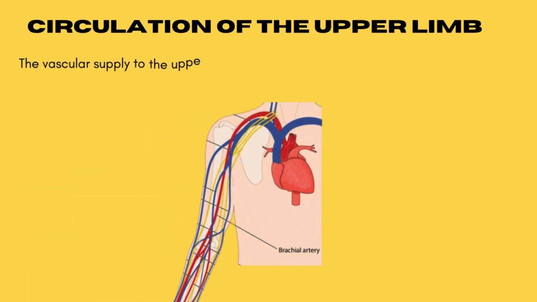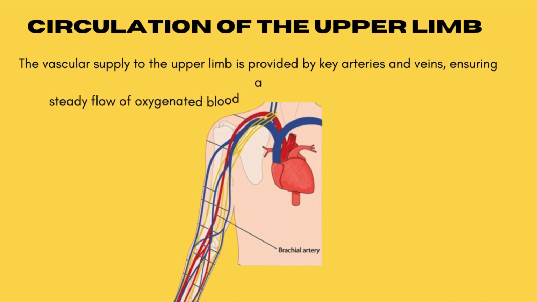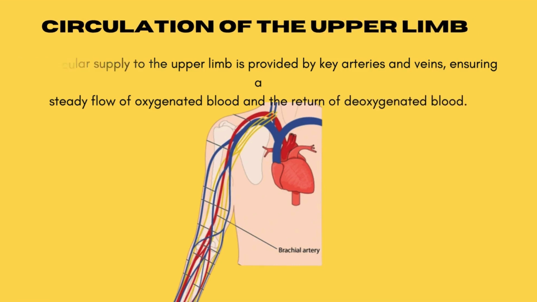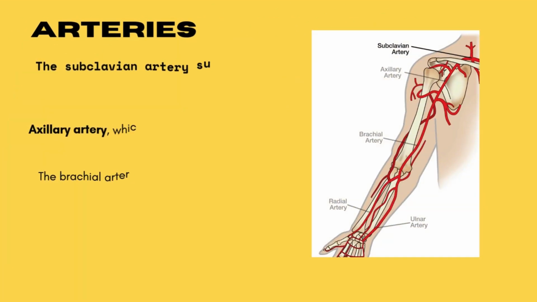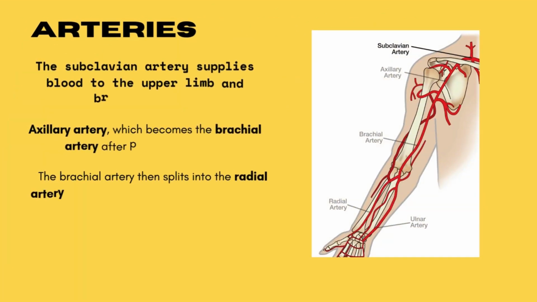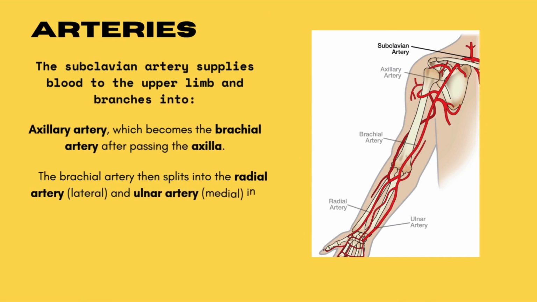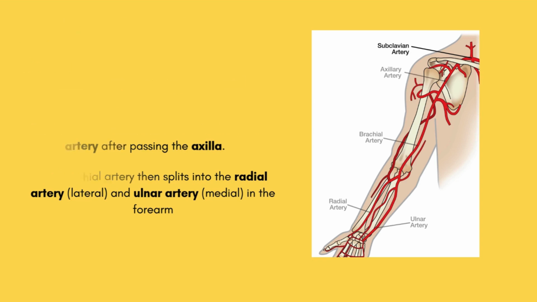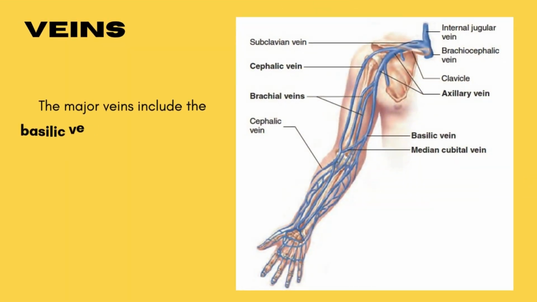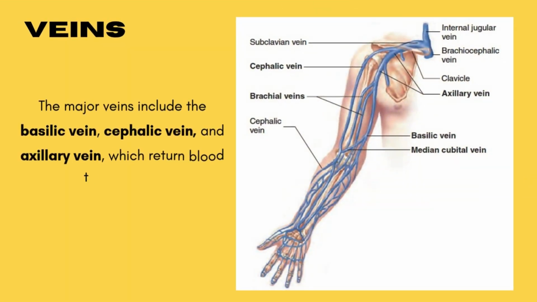Circulation of the upper limb. The vascular supply to the upper limb is provided by key arteries and veins, ensuring a steady flow of oxygenated blood and the return of deoxygenated blood. Arteries. The subclavian artery supplies blood to the upper limb and branches into the axillary artery, which becomes the brachial artery after passing the axilla. The brachial artery then splits into the radial artery (lateral) and ulnar artery (medial) in the forearm. Veins. The major veins include the basilic vein, cephalic vein, and axillary vein, which return blood to the heart.